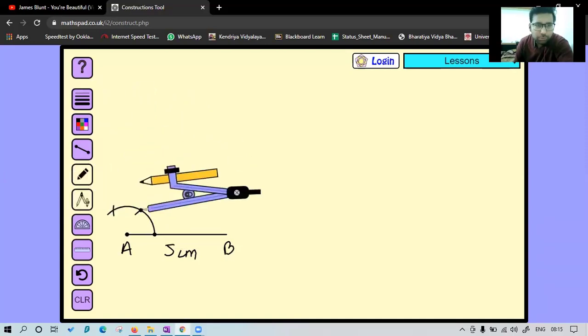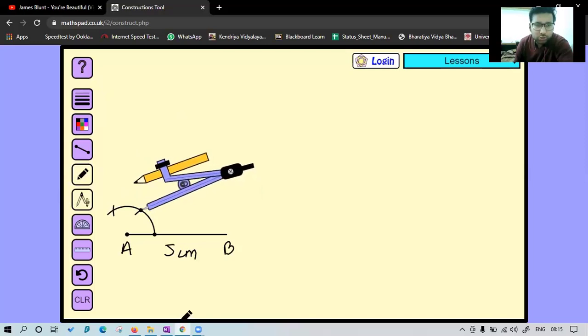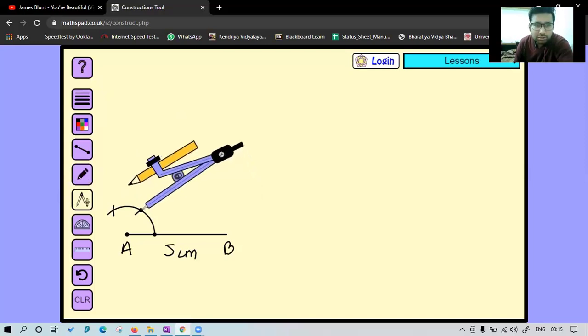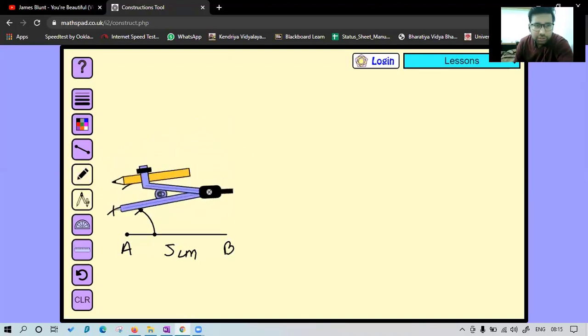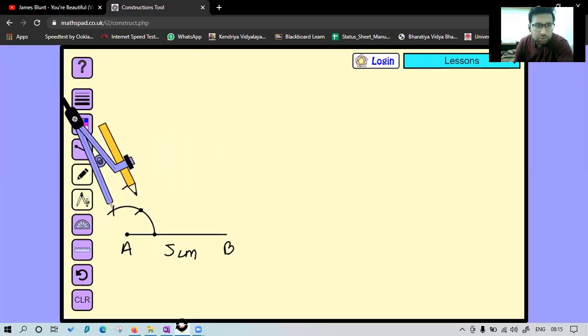Now we have to bisect these two angles 60 and 120 to obtain which angle, class? We have to bisect 60 degree and 120 degree angle to obtain the angle which is 90 degree. Yes, Joel, correct. So now it is done. Now just join this point A with this.